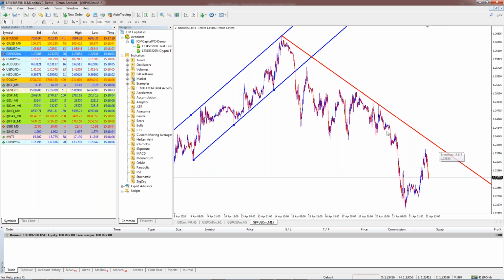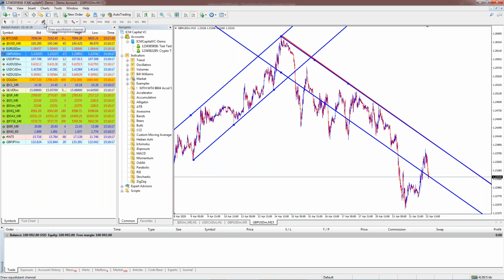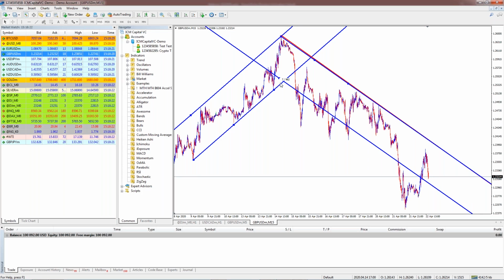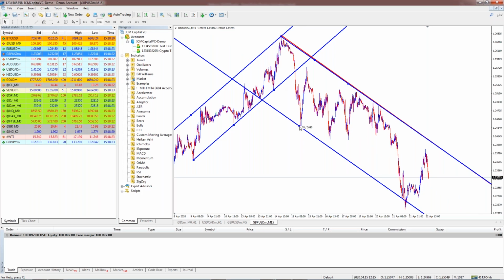Let's try to draw a channel maybe here. So we use this trend line here. If we extend, it is also easy to draw the equidistant channel. Just click on this button here and then it would be ready for you, and you adjust it on the tops and bottoms. So here also we had the price moving in this certain channel.